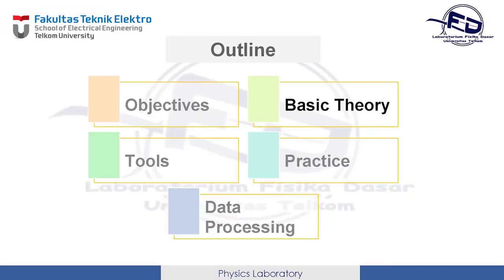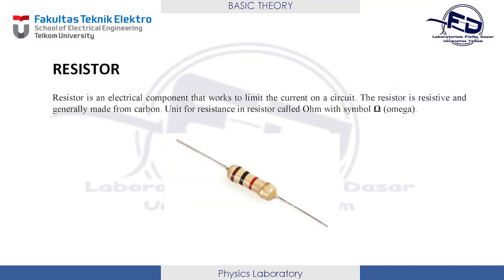Basic theory. Resistor. Resistor is an electrical component that works to limit the current on a circuit. The resistor is resistive and generally made from carbon. Unit for resistance in a resistor called ohm with symbol omega.